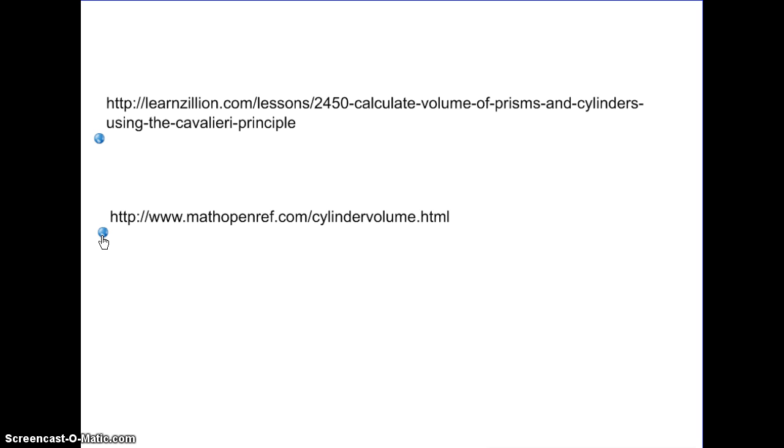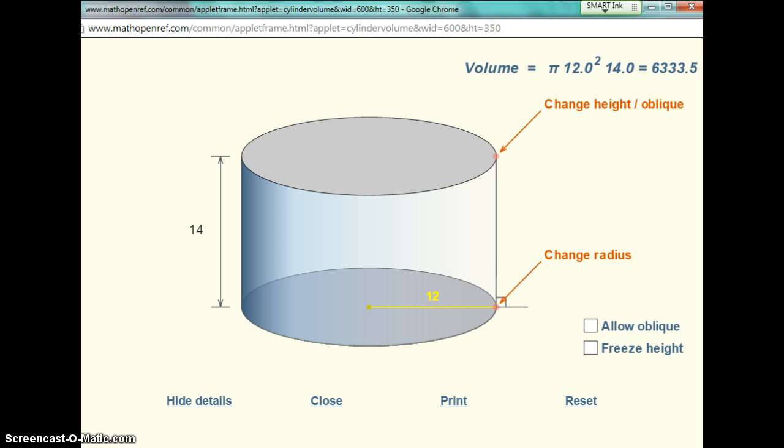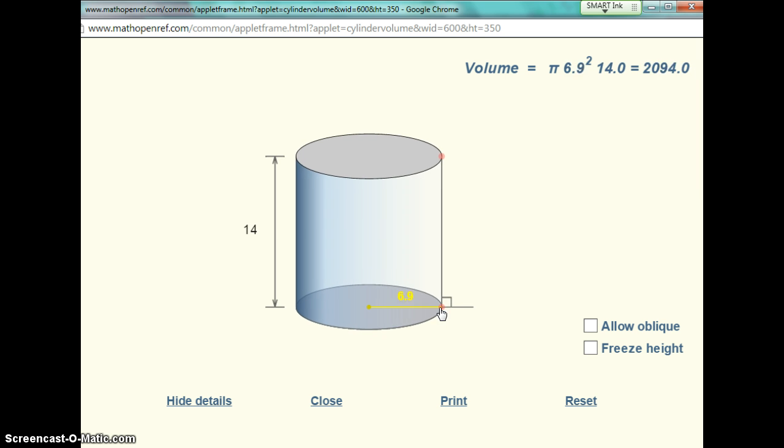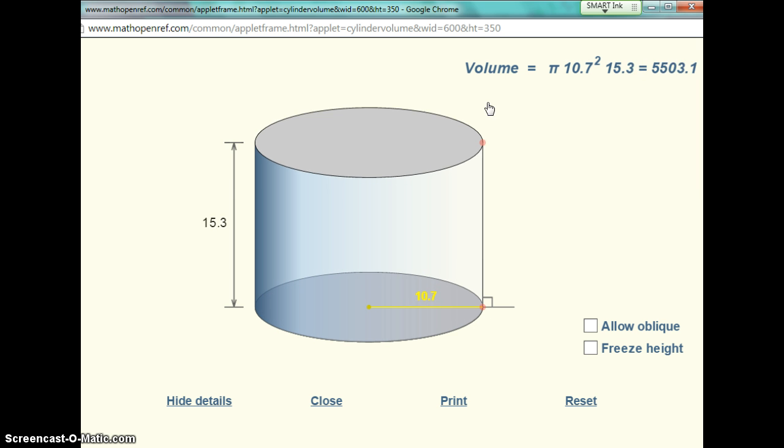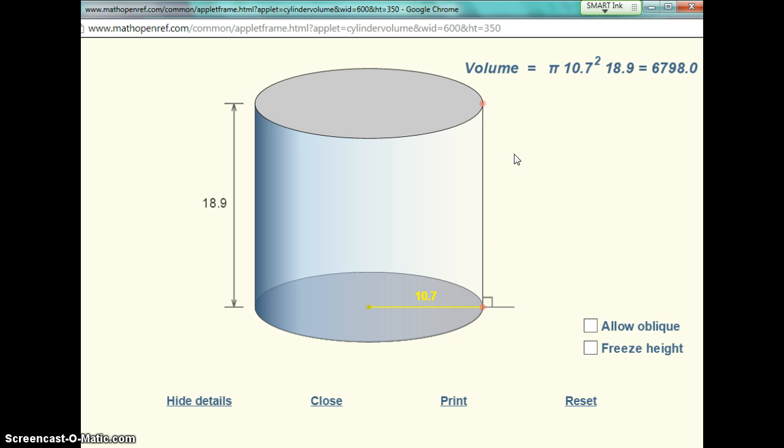Before we get too far, what I would like to do is look at a couple of different applets that you can use to observe what we call Cavalieri's principle. So we're actually going to look at this bottom one, but I've left the top one up here for you in case you want to check it out on your own time. Alright, so what you see here is this applet. Now, I have a cylinder here with a height of 14 and a radius of 12. I can actually change the radius, I can change the height, and make different volumes.